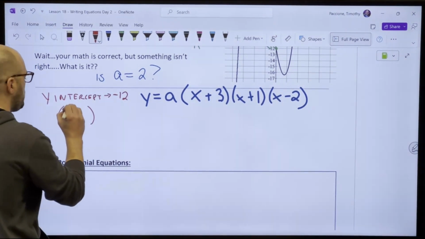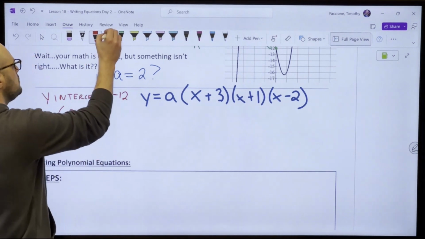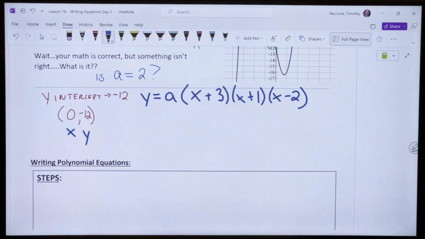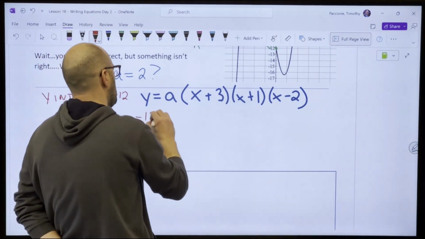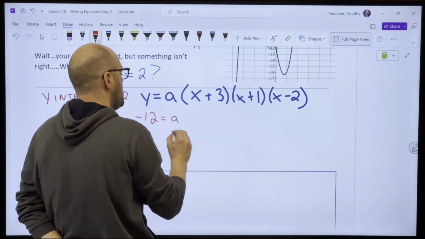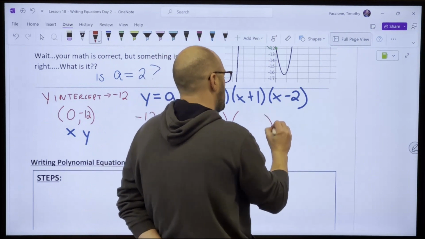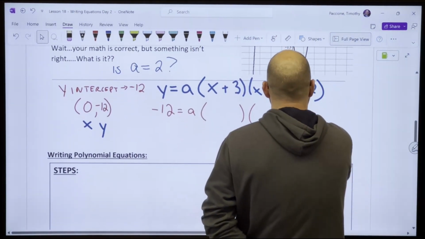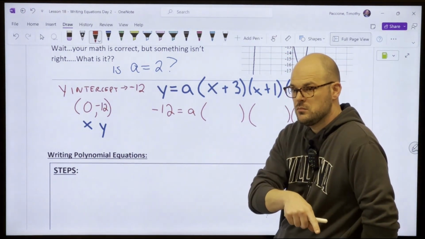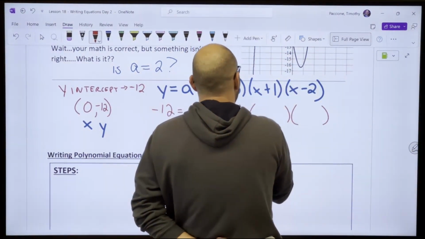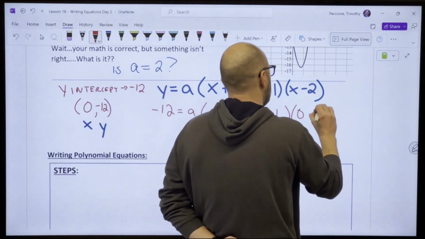0 and negative 12. That's a point we know on the graph that we can plug in. So we put 0 instead of x, and instead of y, I'm going to put negative 12. I don't know a. That stays there. Instead of x, I'm going to put 0 plus 3, 0 plus 1, 0 minus 2.